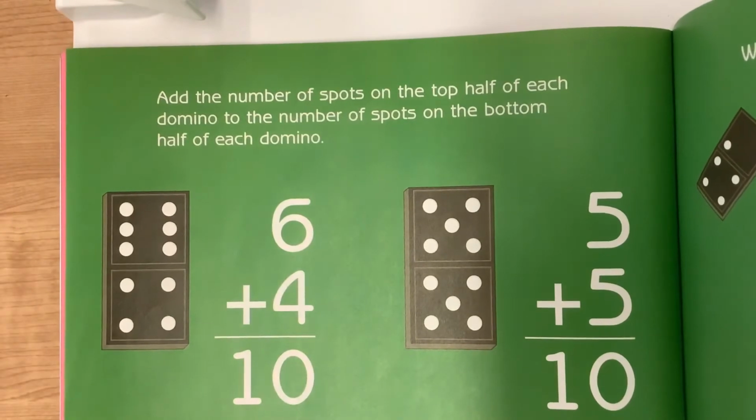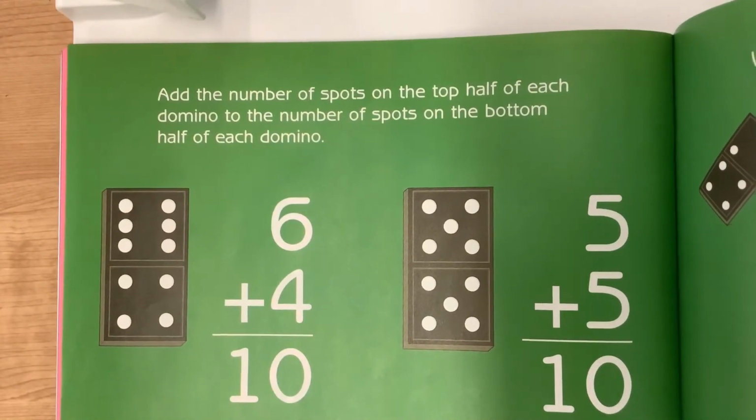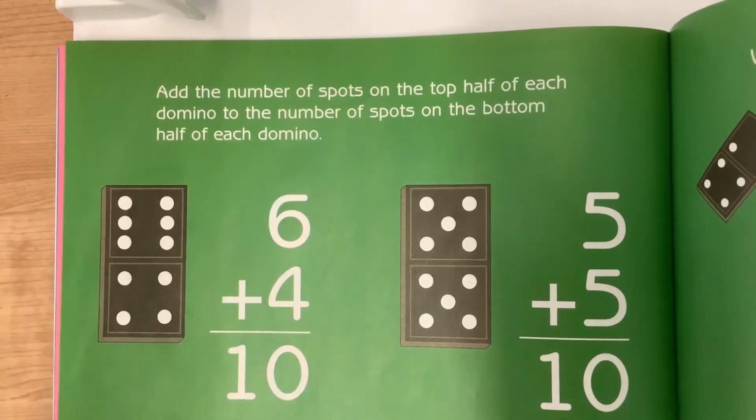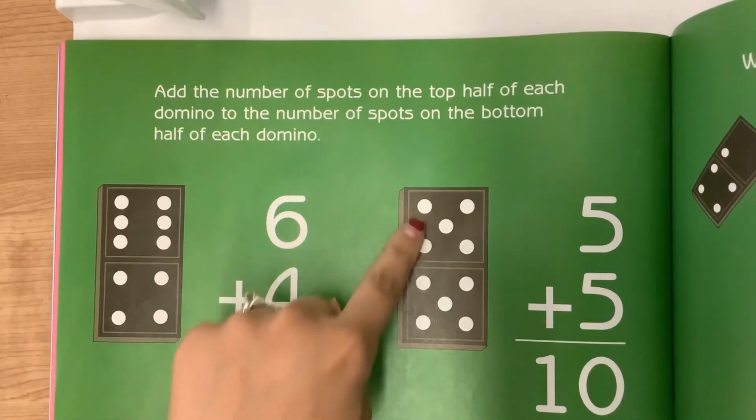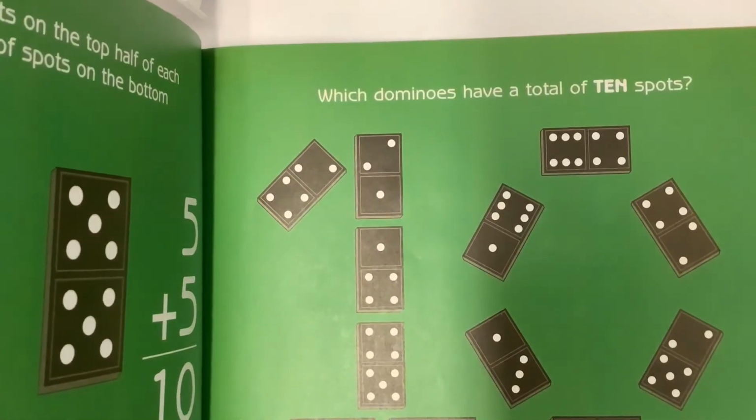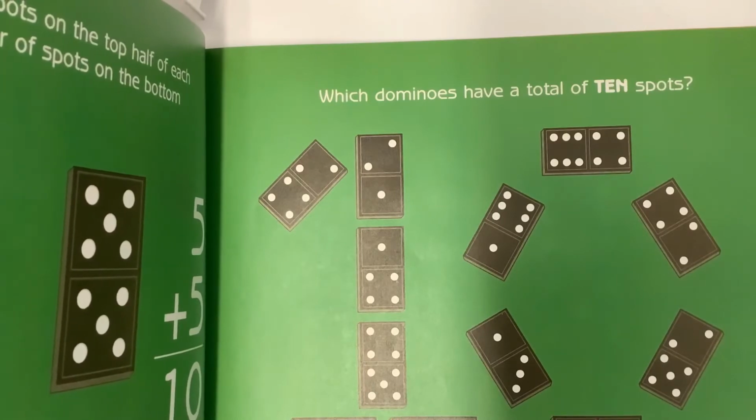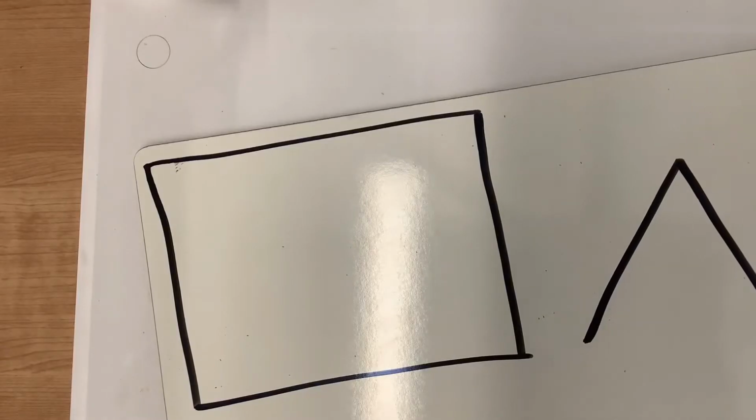Add the number of spots on the top half of each domino to the number of spots on the bottom half of each domino. 6 plus 4, the total is 10. 5 plus 5, the total is 10. Which dominoes have a total of 10 spots? In this unit, you will learn about addition and subtraction strategies.